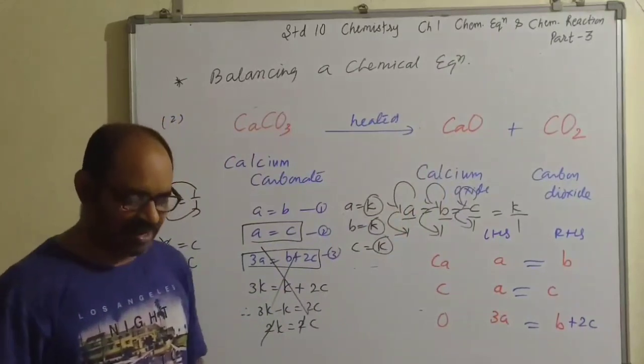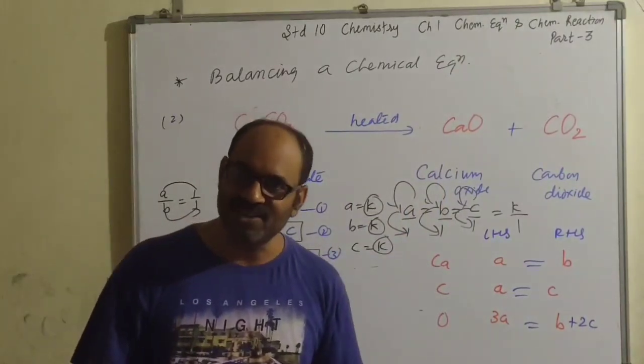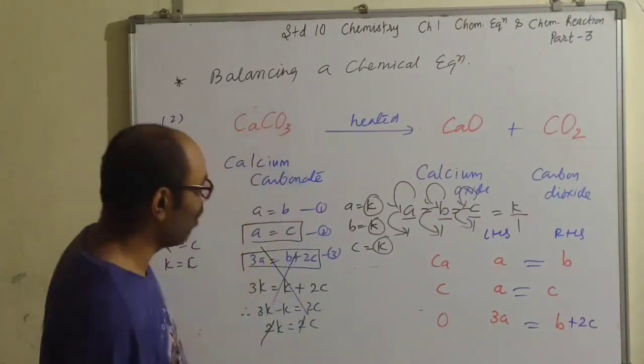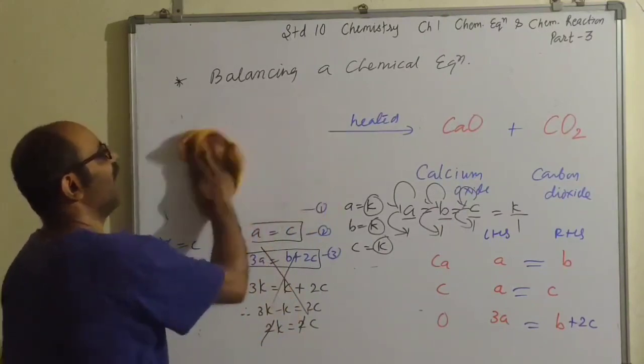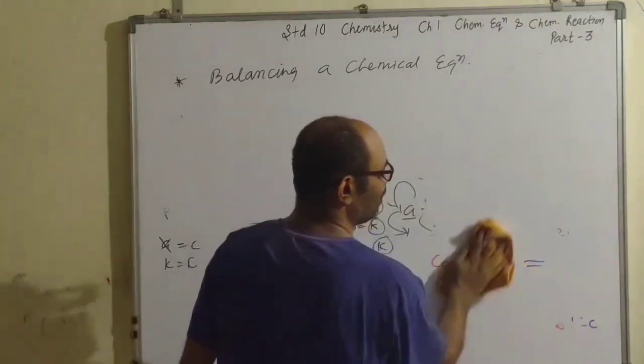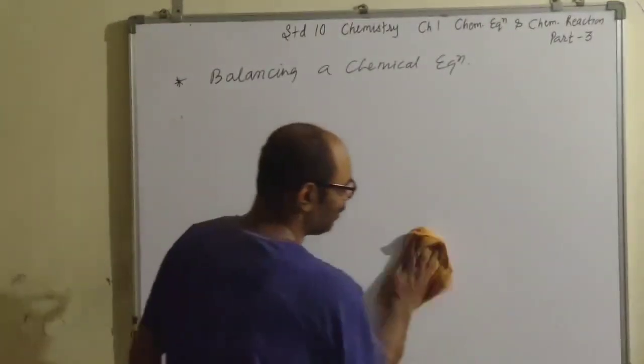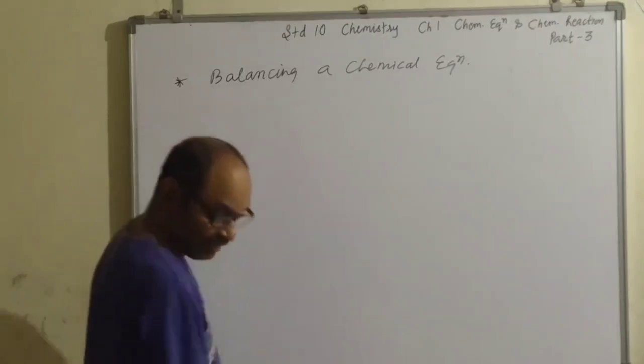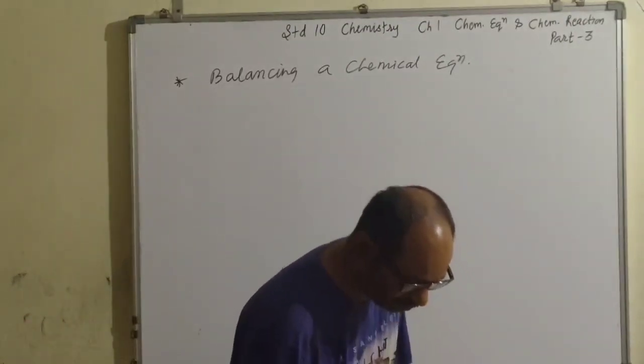So this is already a balanced chemical equation. Is that clear to you? Alright. Hit and trial method or trial and error method was easier than this. Right, children? Am I right? Yes. Let's see the third one.